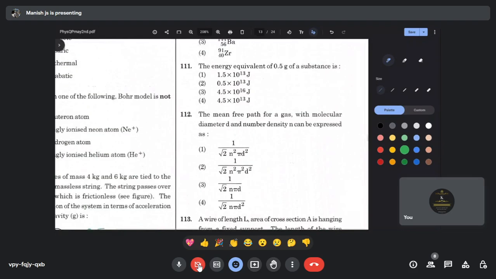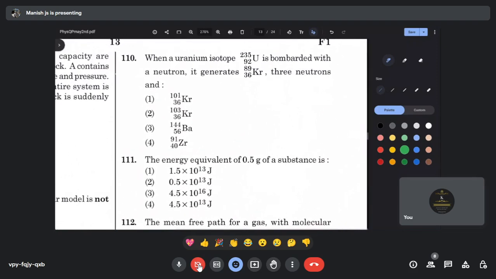Moving on to the next one, question number 110. They have given you a uranium isotope, uranium-235. When uranium-235 is bombarded with a neutron, it generates krypton-89 and three neutrons. So you must find out what is being given out. The nuclear fission reaction needs to be expressed. Option 3, sir. Okay, 3.